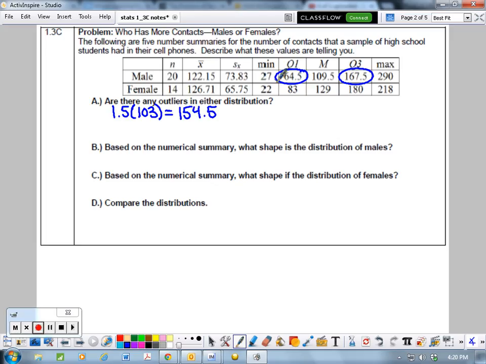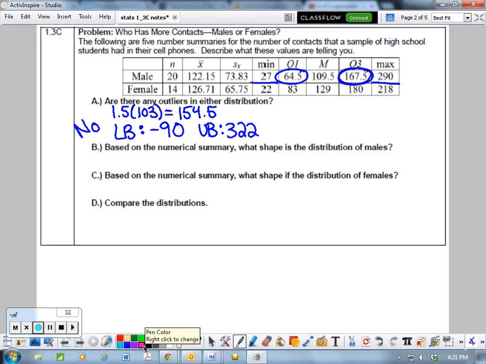And then I take that first quartile and subtract it. So my lower bound is going to be 64.5 minus 154.5, which gives me a lower bound of negative 90. Are there any numbers lower than negative 90? No, my lowest value is 27. Then for my upper bound, I'm going to take this third quartile and add the 154.5. So 167.5 plus 154.5 gives me an upper bound of 322. Are there any values higher than that? No, because my max number is 290, so there are no outliers.